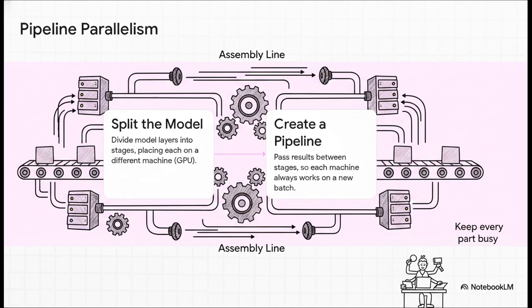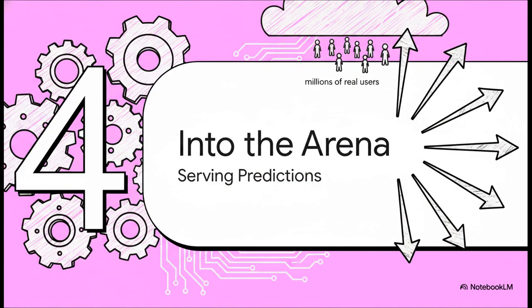The best way to think about this is like an assembly line for our model. You split the model into stages, put each stage on a different machine, and as soon as one machine finishes its part of the job, it passes the work to the next machine in line and immediately grabs a new piece of data to work on. It's all about keeping every part of the system busy, all the time. No wasted cycles.